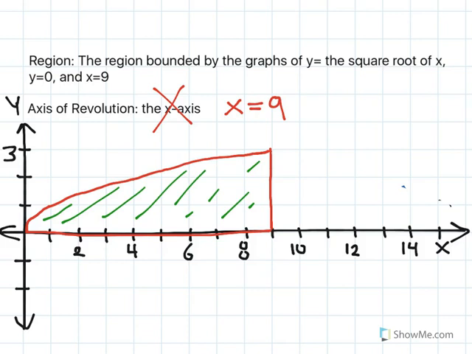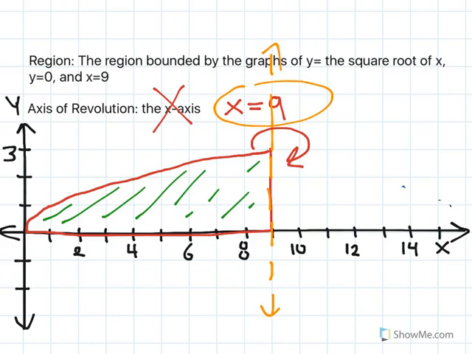So let's go back to our region from earlier, the region bounded by the graphs of y equals the square root of x, y equals 0, and x equals 9. But now we have a vertical axis of revolution, no longer the x-axis, but the vertical line x equals 9, which is right here. So now we'll take our region in the xy plane and revolve it about our axis of revolution to get our solid of revolution, and we want to find this volume.